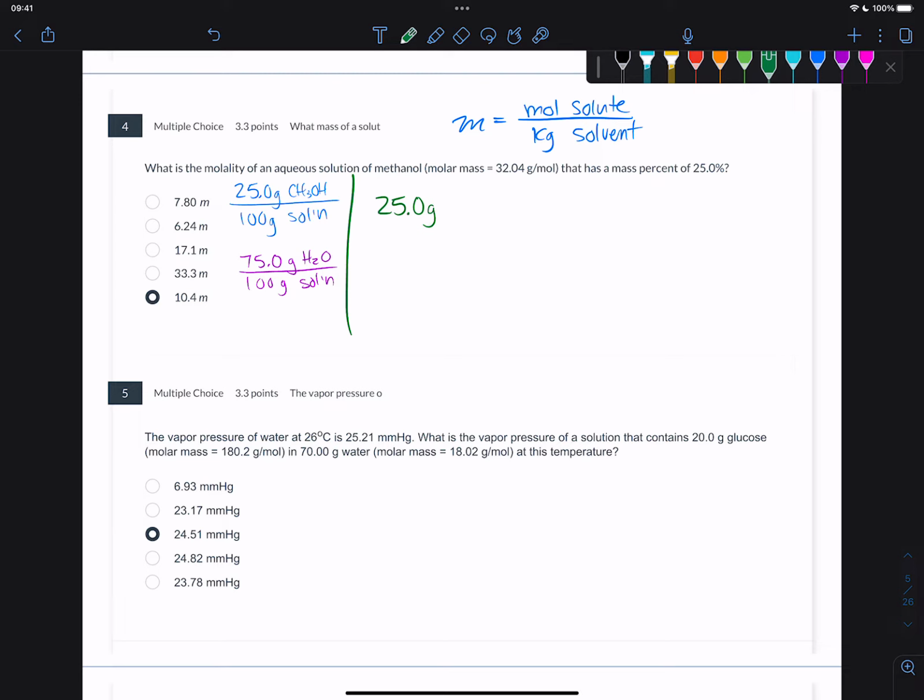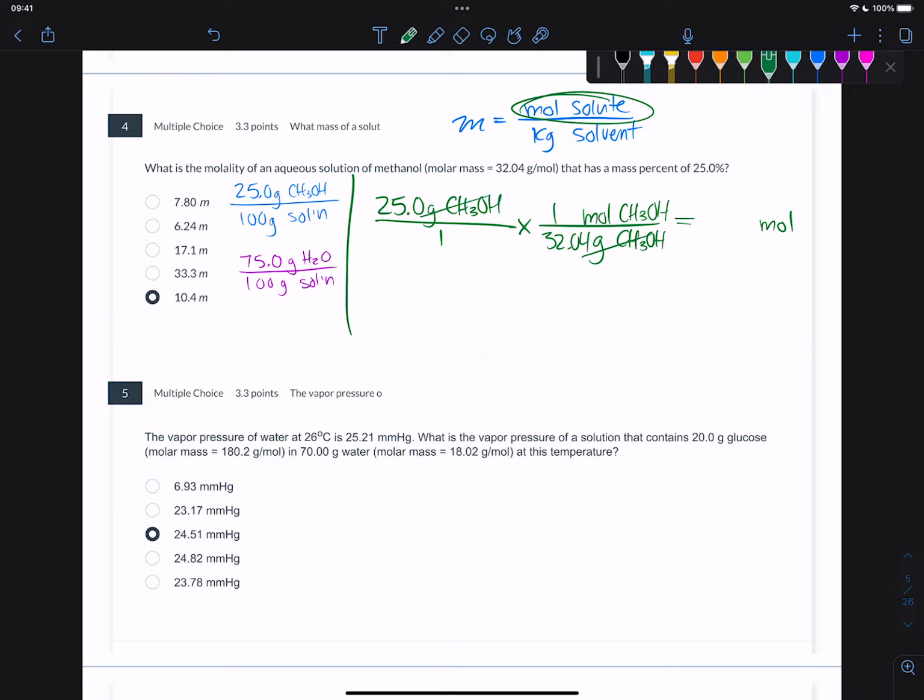If you have 25 grams of CH3OH, let's just convert our grams of methanol into moles of methanol. And you'll see why that's important, because it is the solute, so that's going to be our numerator here. So grams to moles. We have that 1 mole of methanol is 32.04 grams. Convert, and you get, well, how many moles is that?